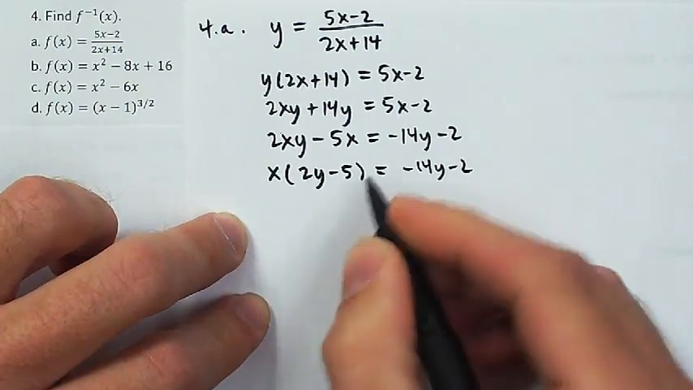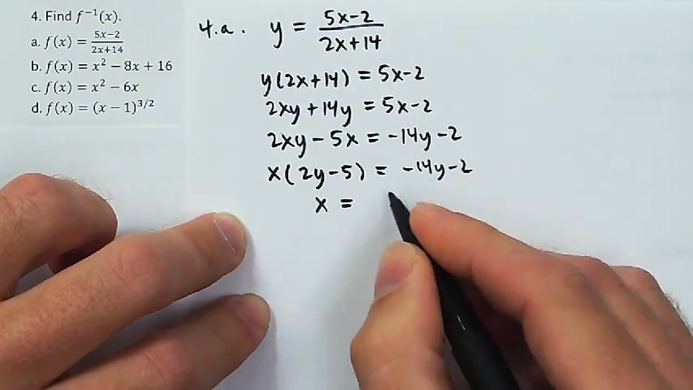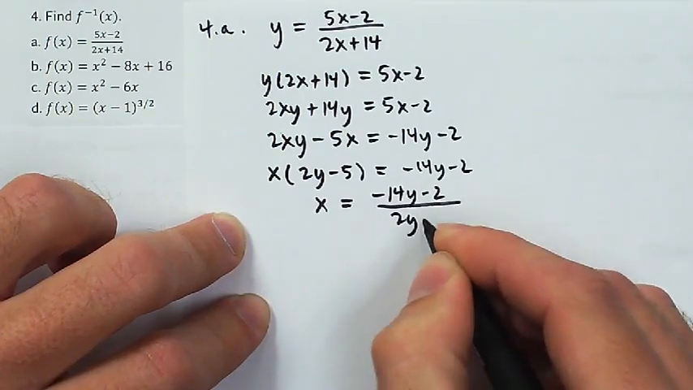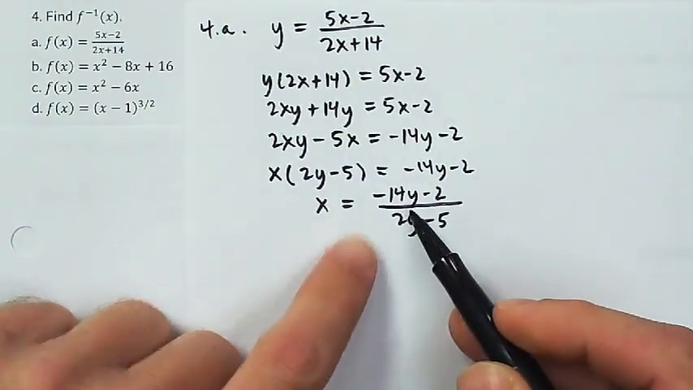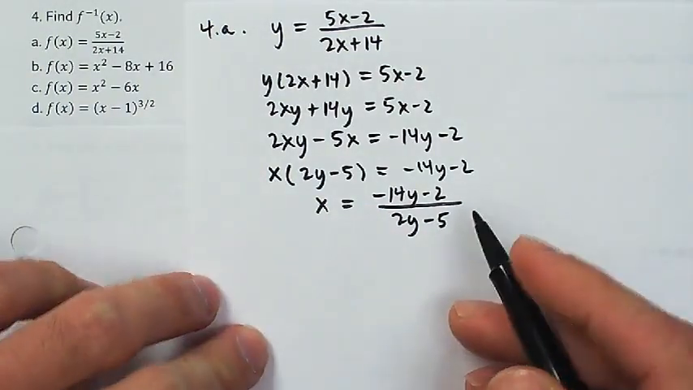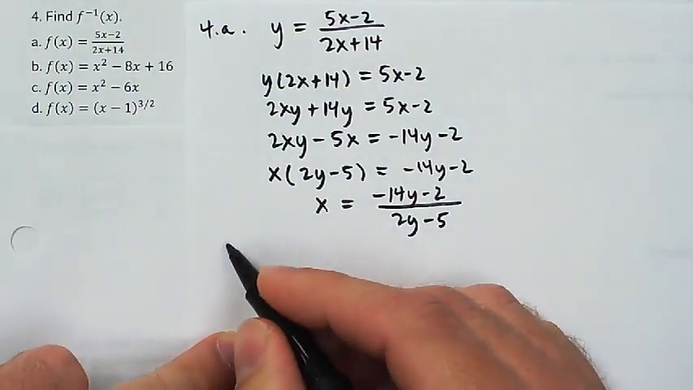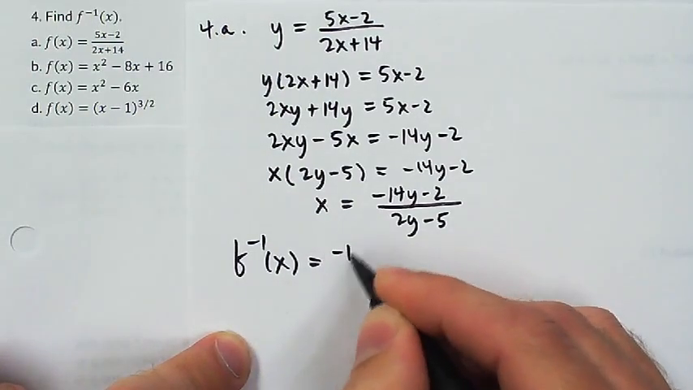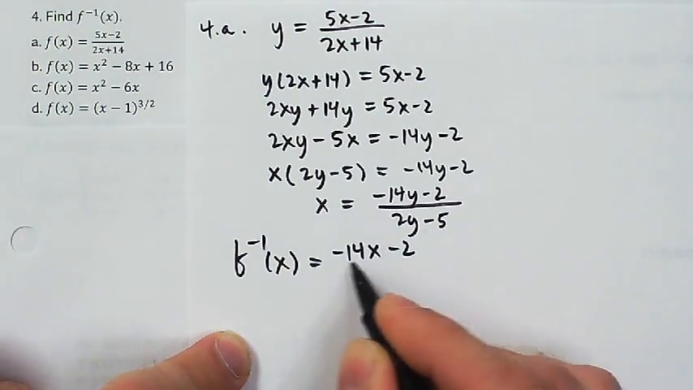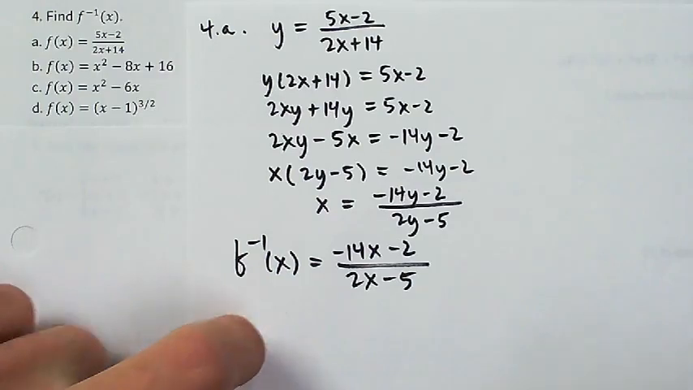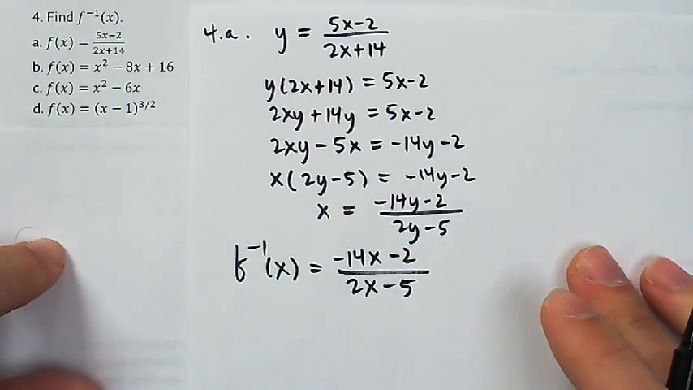And then I can solve for x by dividing both sides by 2y minus 5: negative 14y minus 2, divided by 2y minus 5. And although I can factor out a negative 2 from the numerator, I can't factor a 2 from the denominator, so I don't see any real path to simplification here. And so I'm going to say f inverse of x equals (negative 14x minus 2) over (2x minus 5). I'm just going to switch x and y. And yeah, I think that's all I've got to say about this.